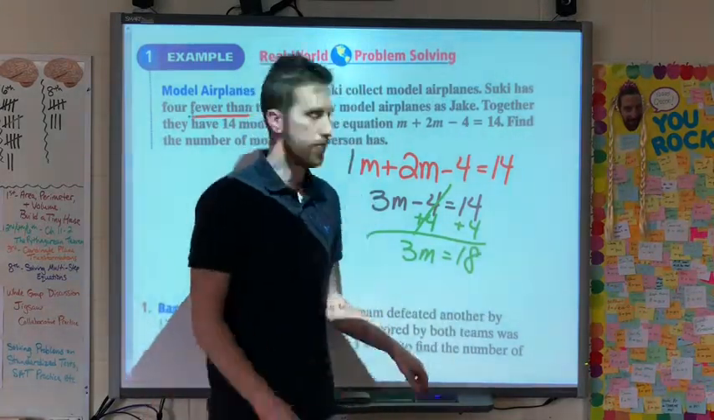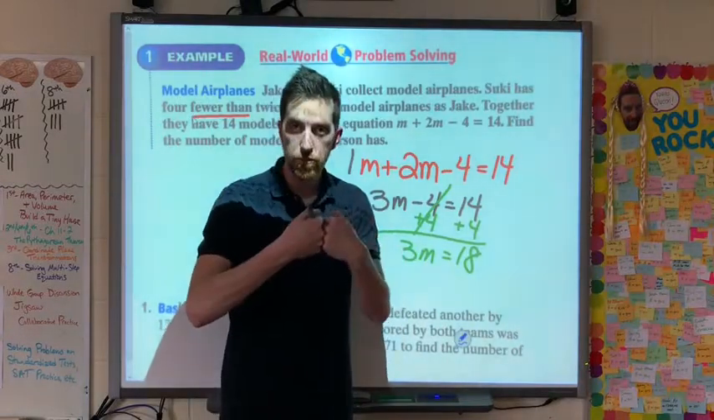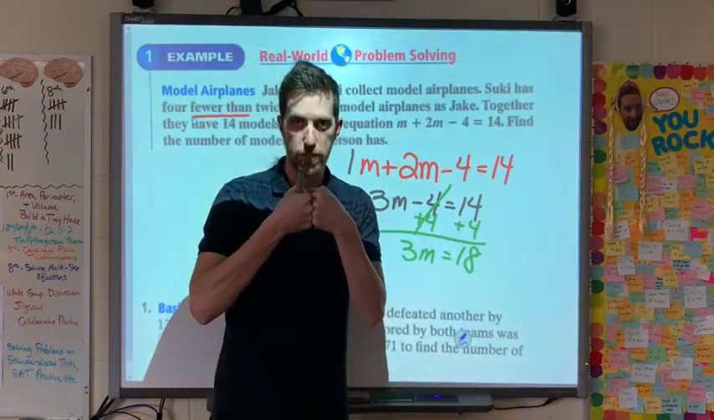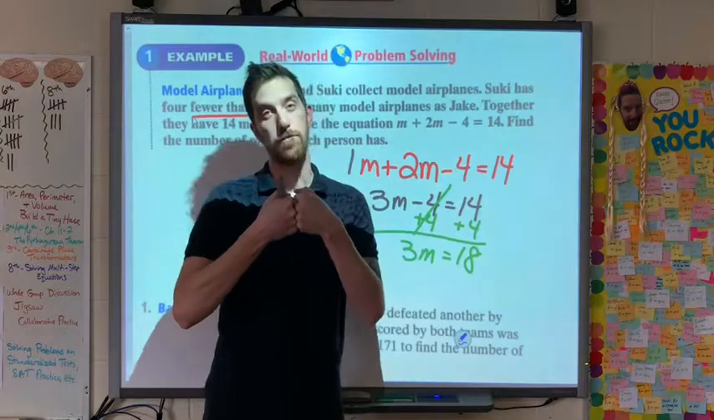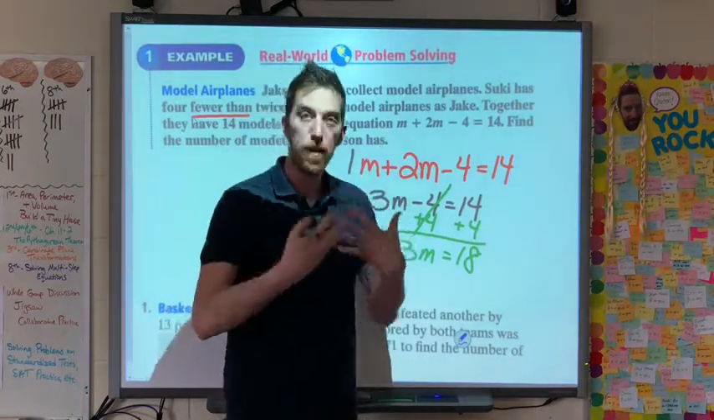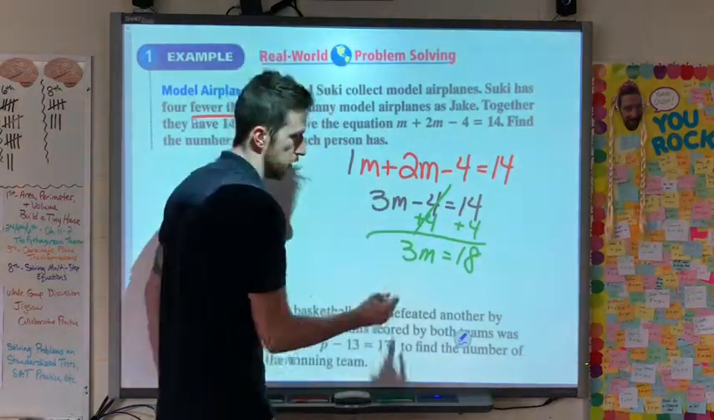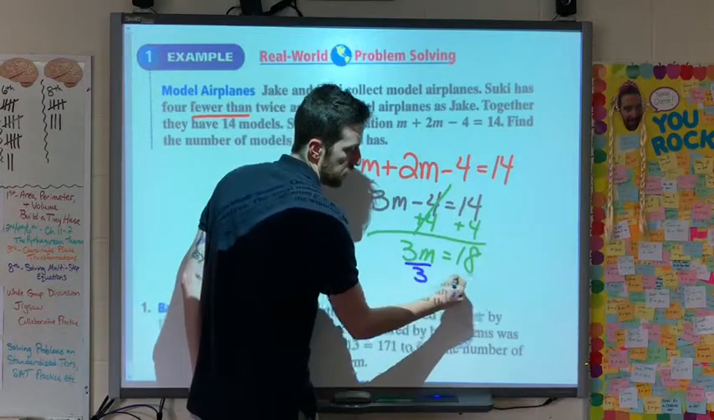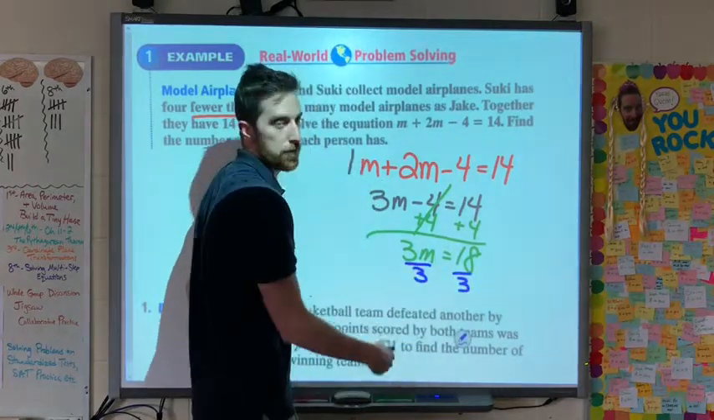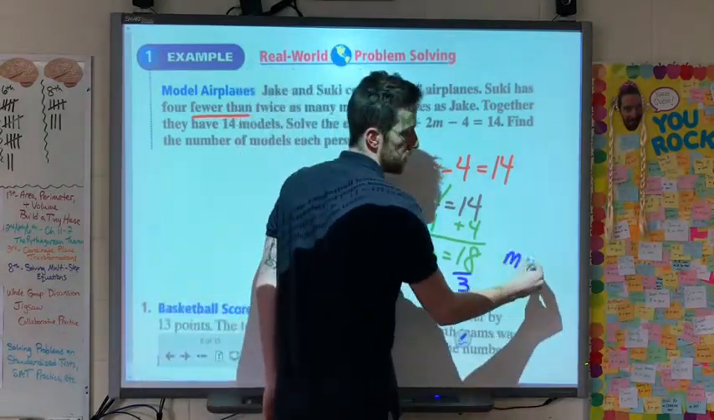Nice. Now, 3m, those are next to each other. What does it mean when things are next to each other? Multiplication. So how do we undo that? The opposite operation, division. So we divide both sides by 3. 18 divided by 3 is 6.